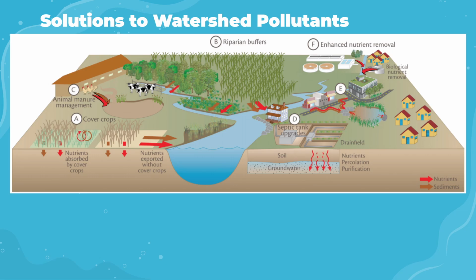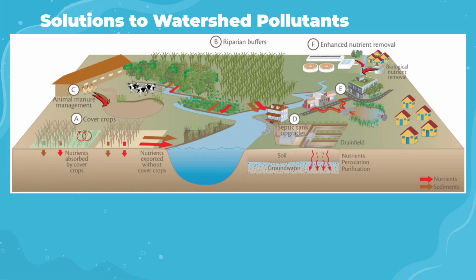If we look at location D and F, these are both going to target human sewage. We can utilize septic tank upgrades to prevent pollution by human sewage. A septic tank is where you just have a tank in your backyard that collects your waste. And depending on how we optimize the drain field to more slowly drain the sewage out, it can allow that to be filtered more naturally by the ground and prevent it from overflowing and contaminating nearby surface waters.